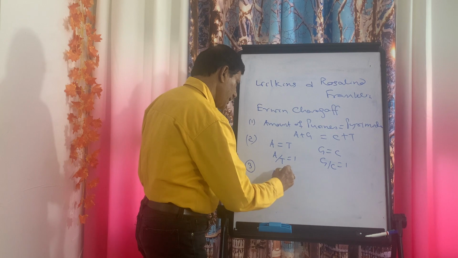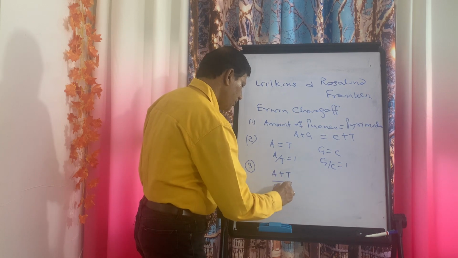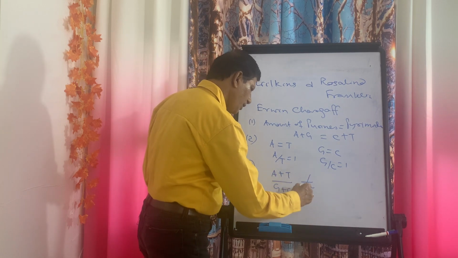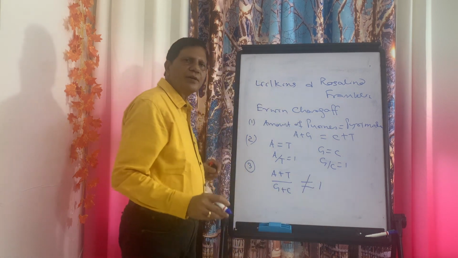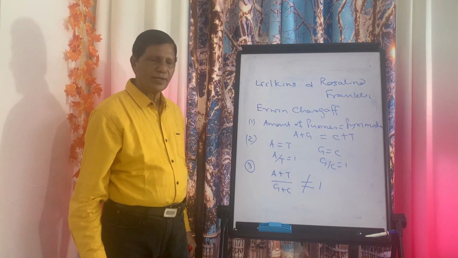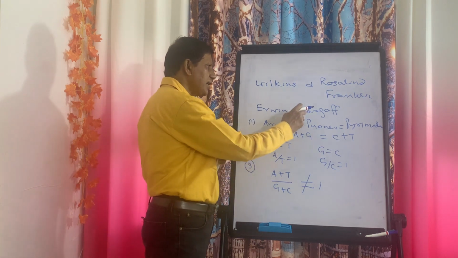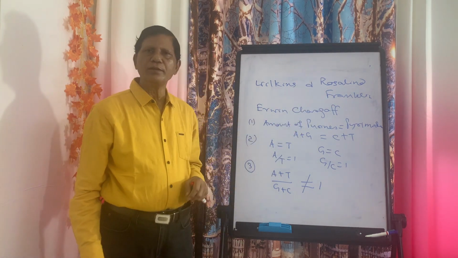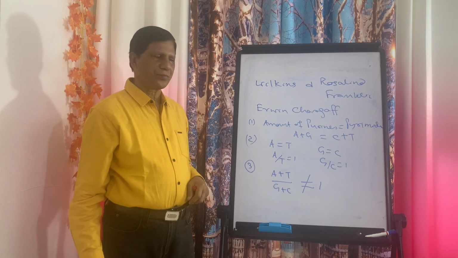The third one: A plus T divided by G plus C is not equal to 1, but it is constant for a particular species. These three are known as Chargaff's rule, which is very important from an examination point of view.